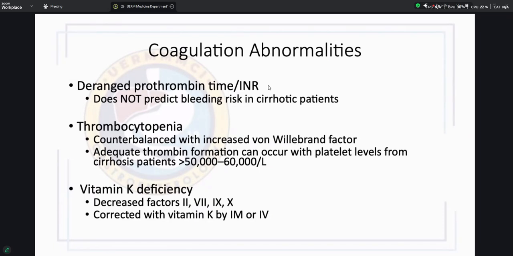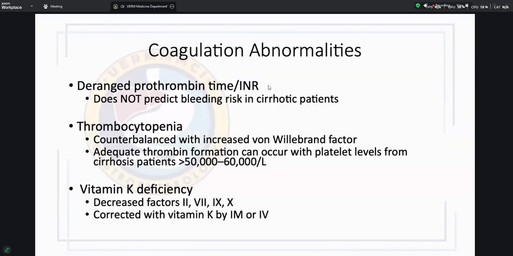Adequate thrombin formation can also occur with platelets from cirrhosis if the platelet count is more than 50,000 to 60,000. So the need for transfusion of platelet concentrate prior to procedures is only recommended if the platelet count is less than 50,000.